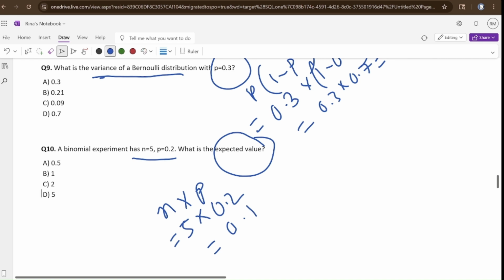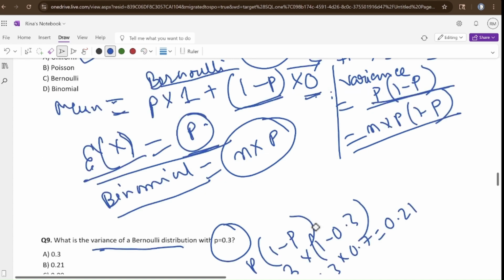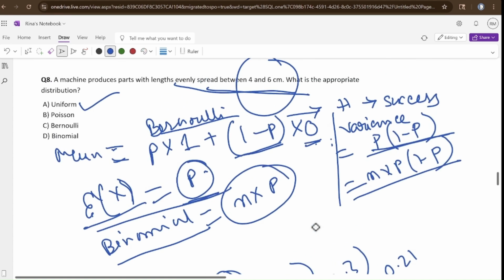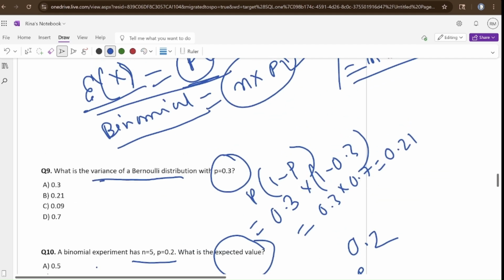Okay. For Bernoulli, this will be only 0.2. For binomial, this will be n into p. Clear? So for Bernoulli, the expected value is p. For binomial, n into p. Variance is p into 1 minus p. For binomial, n into p into 1 minus p. Okay, so we have discussed all the questions.